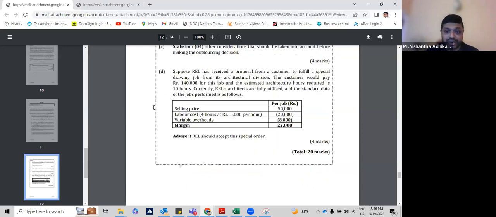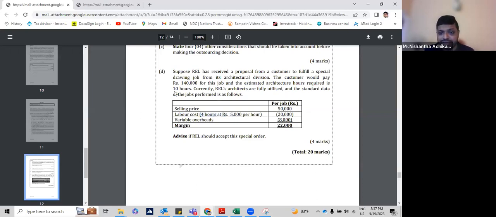Then look at the next one. Suppose REL received a proposal from a customer to fulfill a special drawing job for its architectural division. The customer would pay 140,000 for this job, and the estimated architect time required is 10 hours. Currently, REL's architects are fully utilized, and the standard data for the jobs performed is as follows. Look at the standard job detail per job. Selling price 50,000, labor cost 4 hours at 5,000 per hour.